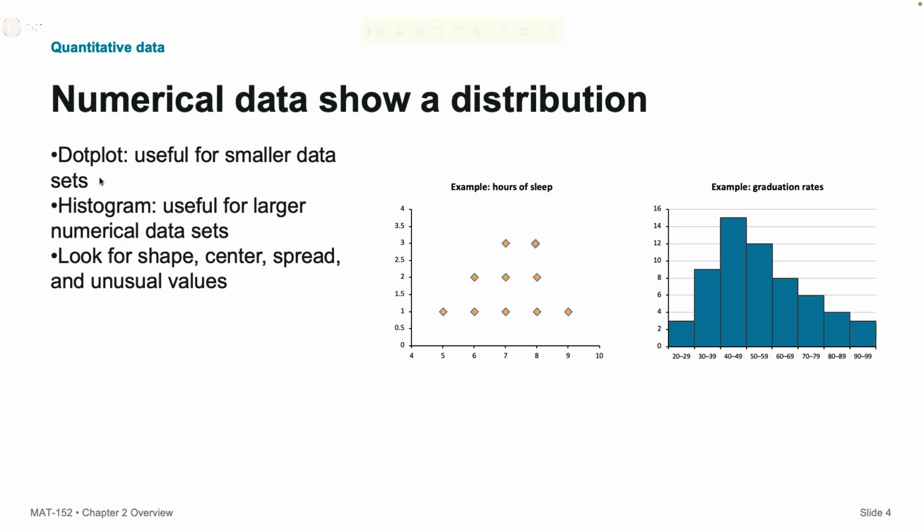A dot plot can work well for small data sets, and a histogram is often better for larger numerical data sets because it groups values into intervals. With a histogram, look at the whole distribution: its shape, where the data cluster, how spread out they are, and whether anything unusual stands out.